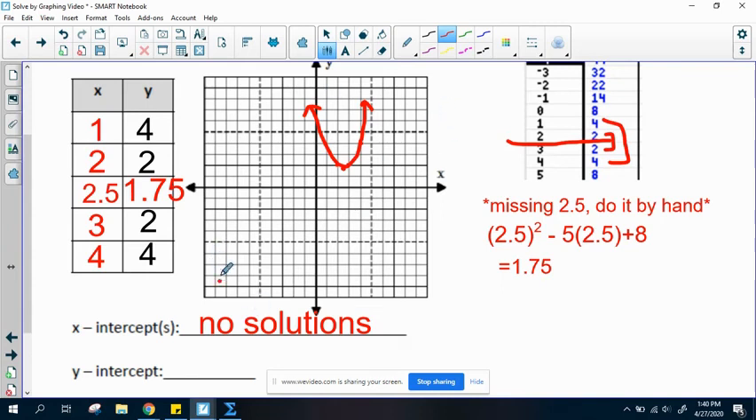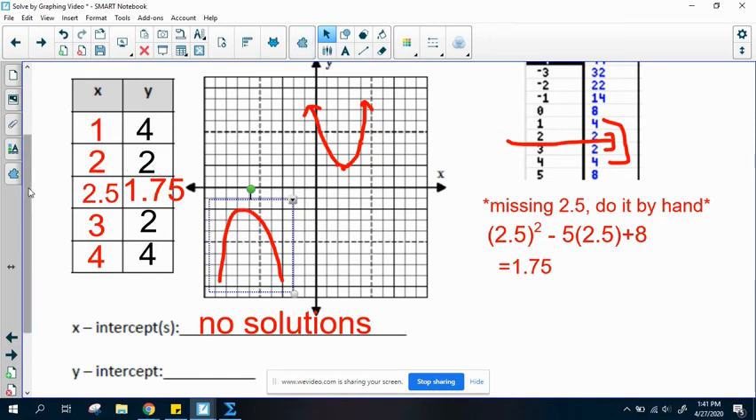Another thing that could happen is it could be facing upside down, but be like this, and so it also is never going to cross. Okay, so there are no answers. There's no solutions. There is a y-intercept, though. Every quadratic has a y-intercept. We just don't see it. Okay, and we can't assume.